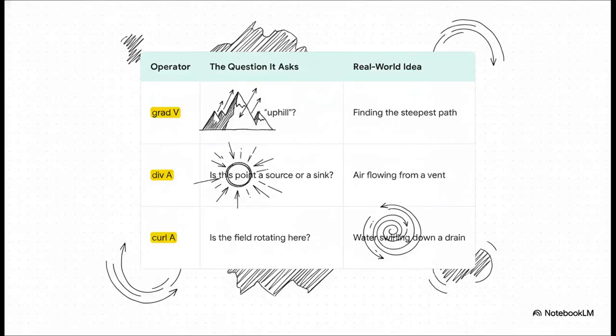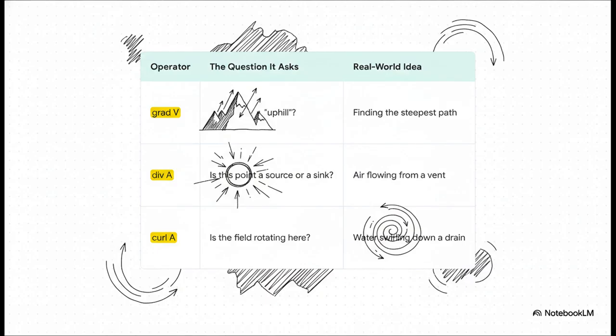And here are the three big ones from our assignment. First up, you've got the gradient, or grad V. This lens asks the question, which way is uphill and how steep is it? Imagine you're standing on a hillside. The gradient vector points you up the absolute steepest path. Then there's divergence, or div A. This one asks, is stuff flowing out of this point or into it? Is it a source, like air blasting from a vent? Or is it a sink, like water going down a drain?